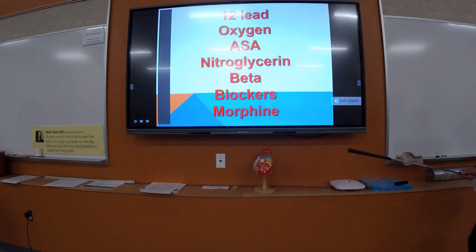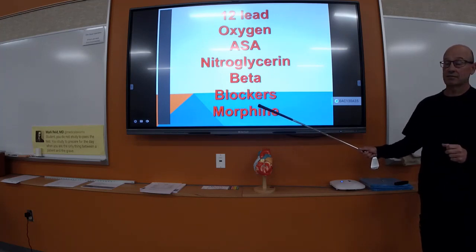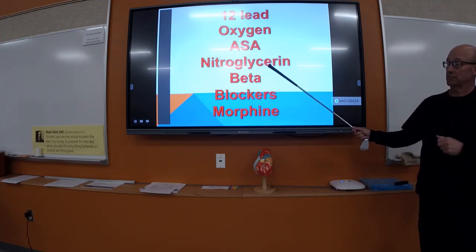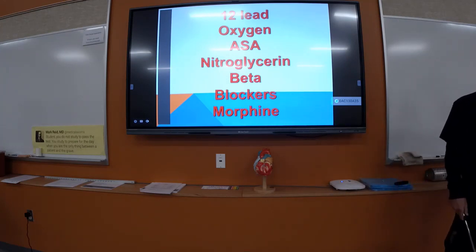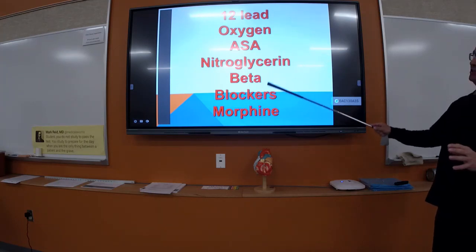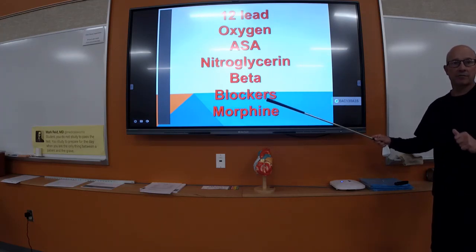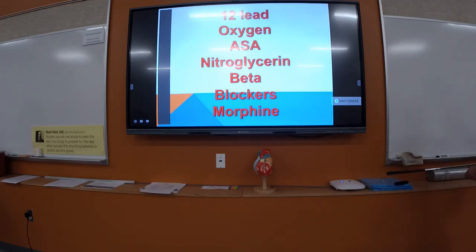And then the last medication is morphine. Beta blockers and morphine are given IV. The nitro is given sublingual. We could give morphine, and the reason that we give morphine is the same: we want to decrease the workload of the heart. And then ultimately, if this patient is having a STEMI or a heart attack, we want to get them to the cath lab to do the stent.